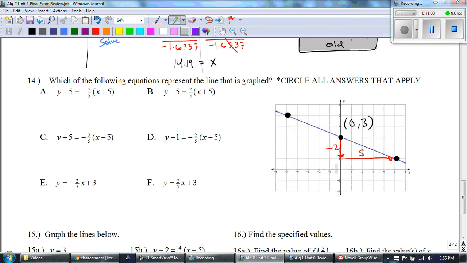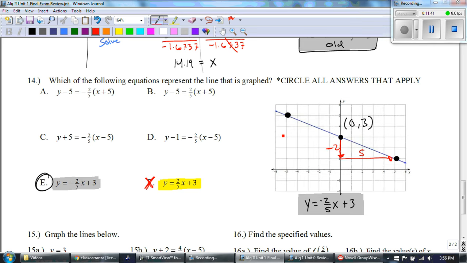Okay, so my equation for this line is y equals -2/5 x plus 3. So do we see any of those? So yeah, right off the bat, I noticed that E is that exact same equation, so E has to be one of my answers. Now, F, is F that equation? Hopefully you're saying, no, Mr. Grice, F is different.